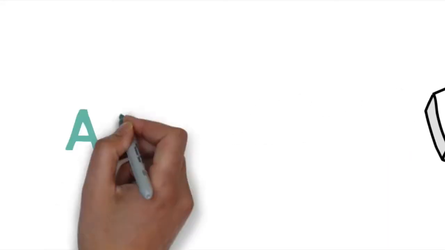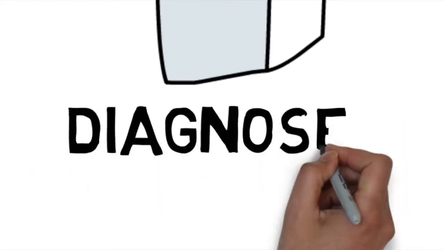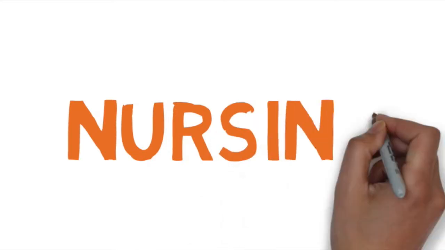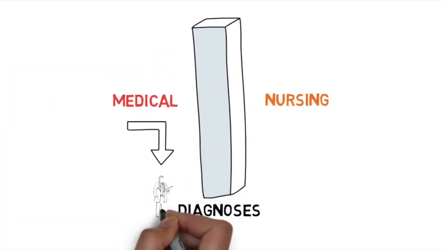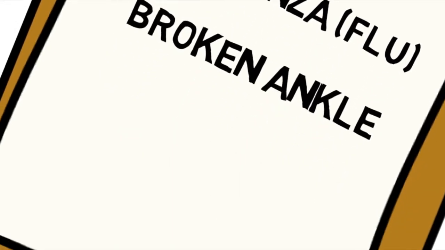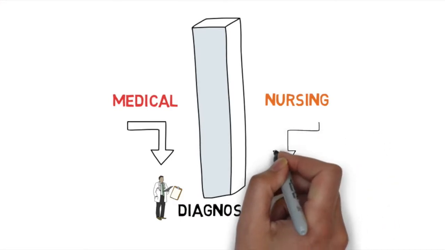After completing a thorough assessment, we now define the problem into a diagnosis. The first thing to understand is that there are two different types of diagnoses, a medical diagnosis and a nursing diagnosis. Medical diagnoses are given only by physicians, and they are what defines the illness the patient is suffering from. For example, a diagnosis of influenza or the flu, a broken ankle, congestive heart failure. These are all medical diagnoses, and these are not given by nurses.